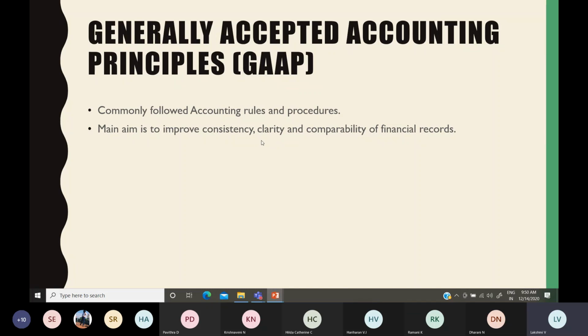And to improve consistency. Consistency means that if you are adopting the same method every time, it will be easy for you to compare your results. If last year you adopted one method and this year a different method, it will not be easy even for you to compare your results. You cannot find out your true financial position or your true profitability position. So in order to improve consistency, you have to adopt the same rule or same practices every time.